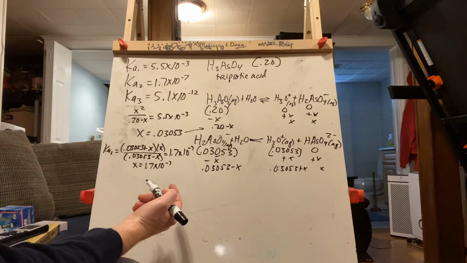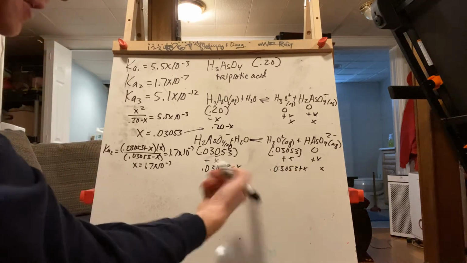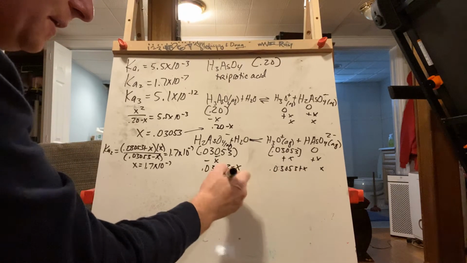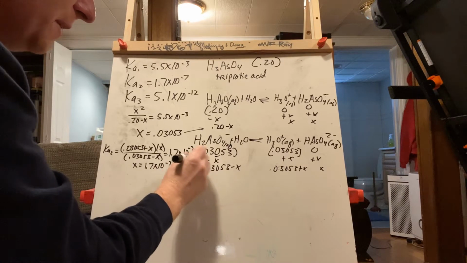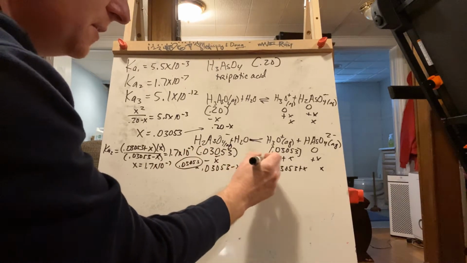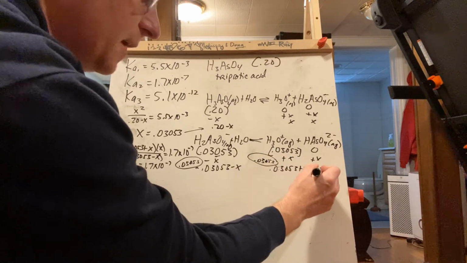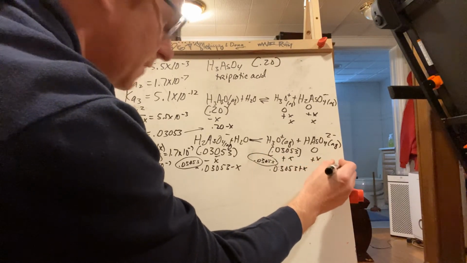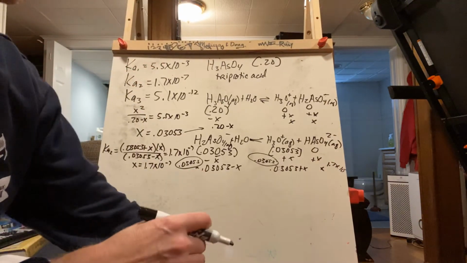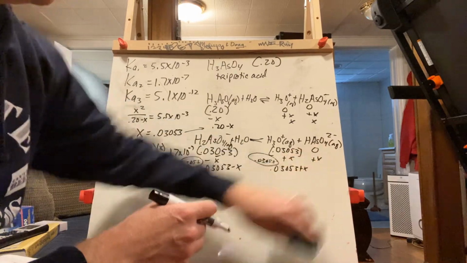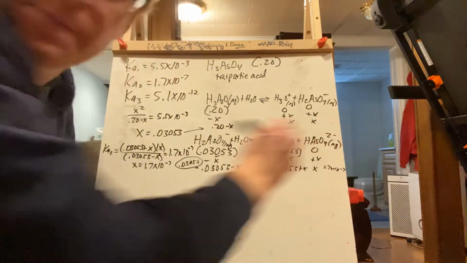And then those would get plugged in here. Believe it or not, this is just going to end up being 0.03053 because it's such a small number. This is still going to be 0.03053. And then this x is now going to be 1.7 times 10 to the negative 7th.